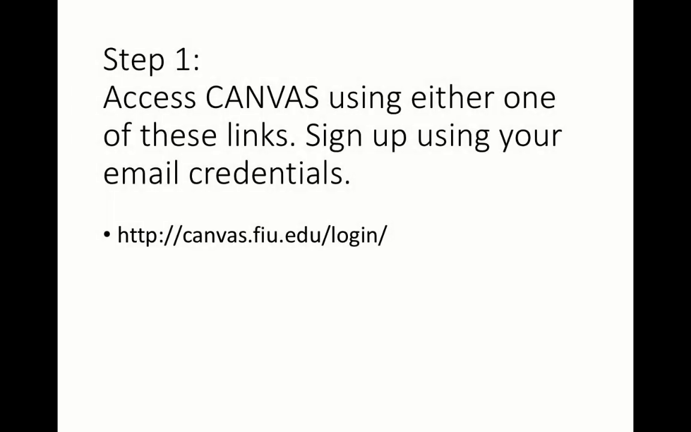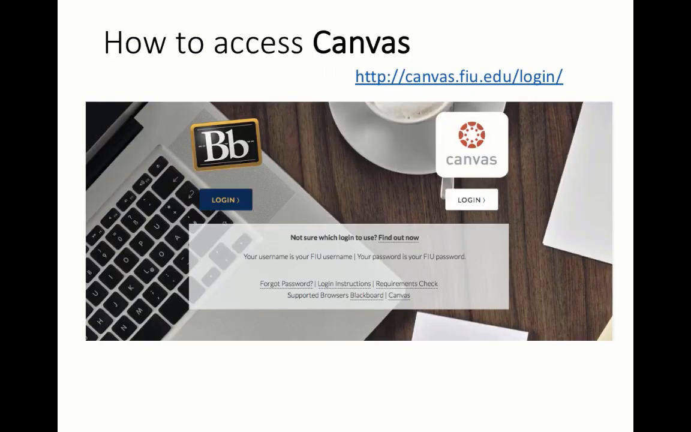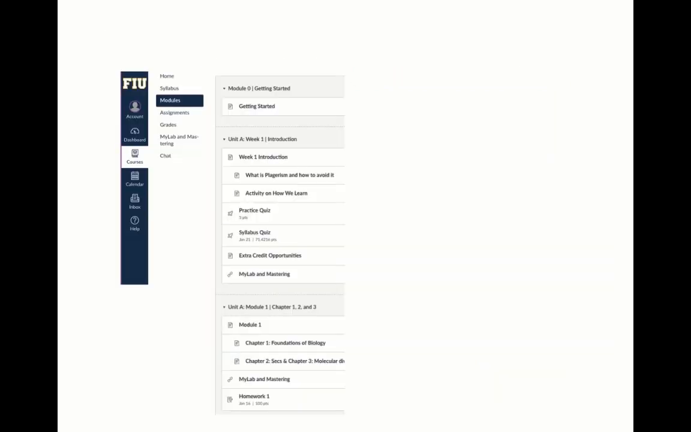So how do you access this course? This is through Canvas, so you need to go to canvas.fiu.edu and log in with the same credentials that you use for your email. Go to Canvas and log in. And when you log into Canvas, you're going to see the home page.